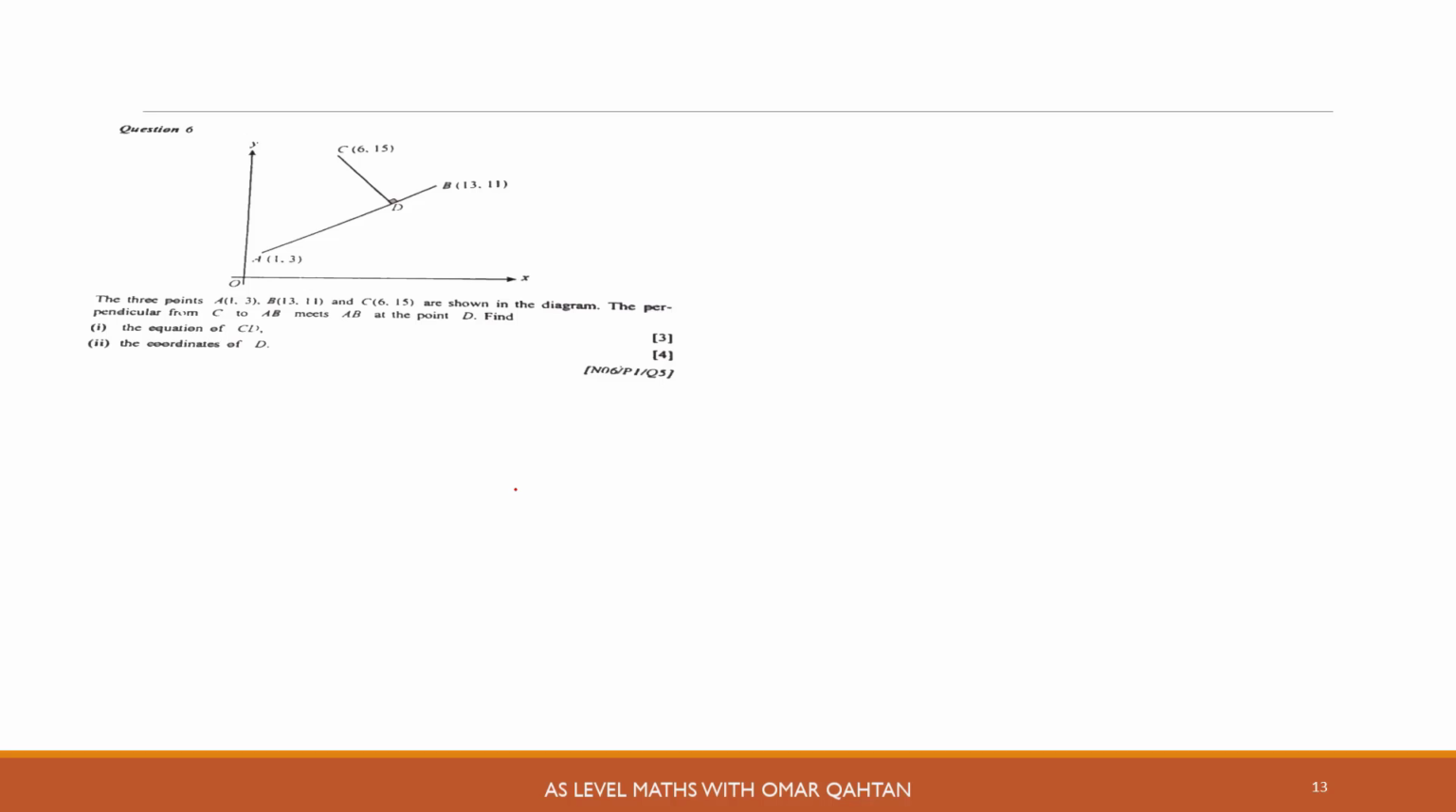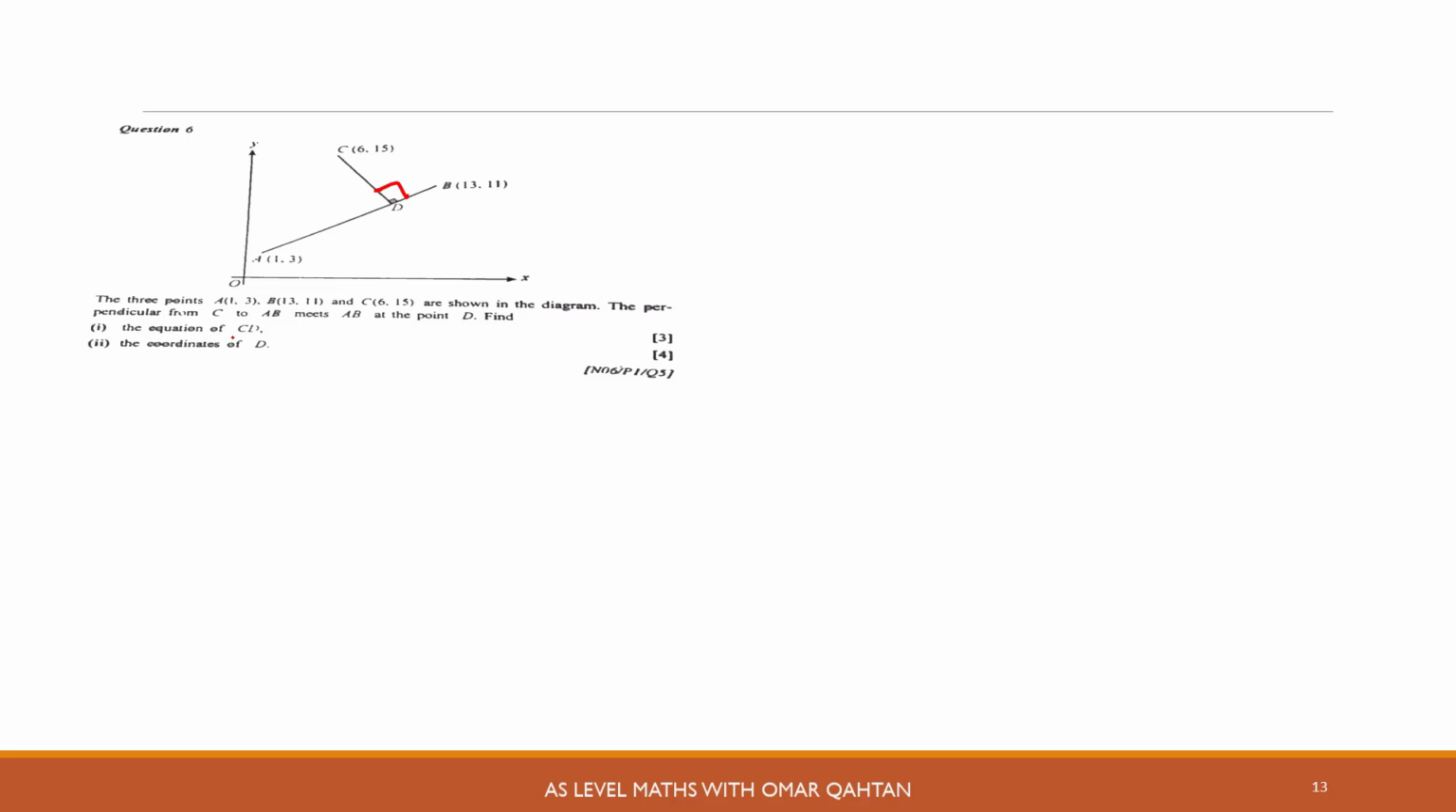In this question, the 3 points A, B and C are shown in the diagram. The perpendicular from C to AB, that's important. The perpendicular from C to AB meets AB at the point D. Find the equation of CD.